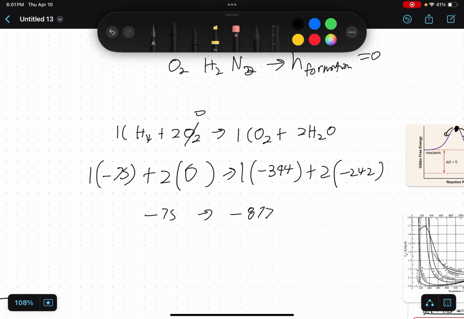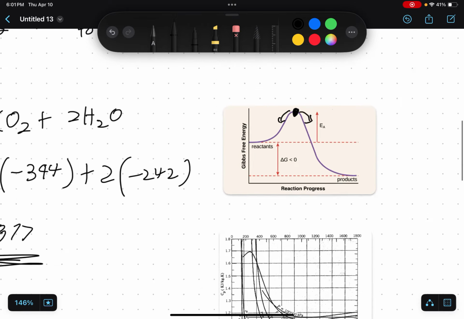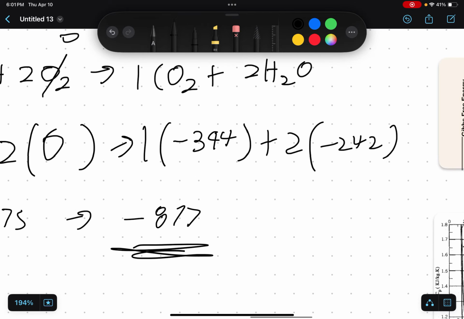And this is for rocket fuel, but for your car it'll be the same, where the right side is a bigger negative number. So it'll be lower down and it'll want to go there.